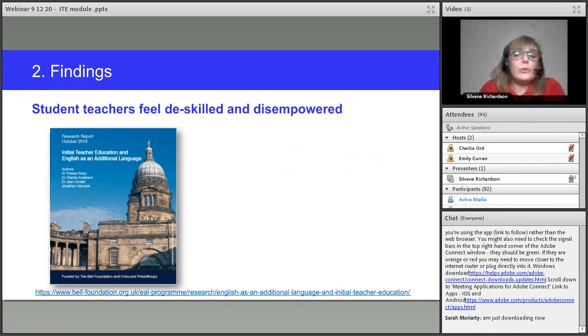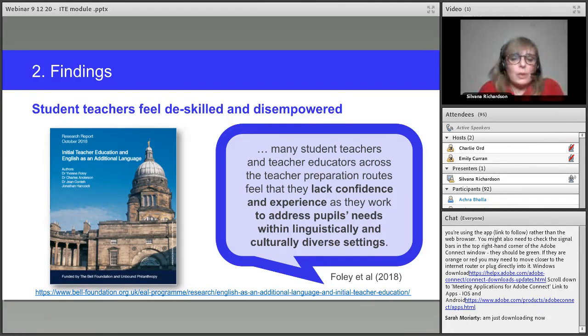One of the most important findings among many was the perception from student teachers, and their reporting feelings of being de-skilled and disempowered as they support the learning of pupils for whom English is an additional language. And here is a quote from the study. Interestingly, it doesn't just talk about trainees or student teachers. It says many student teachers and teacher educators across the teacher preparation route, so it doesn't matter whether it's university-based or schools-based, this happened across the board, feel that they lack confidence and experience as they work to address pupils' needs within linguistically and culturally diverse settings.